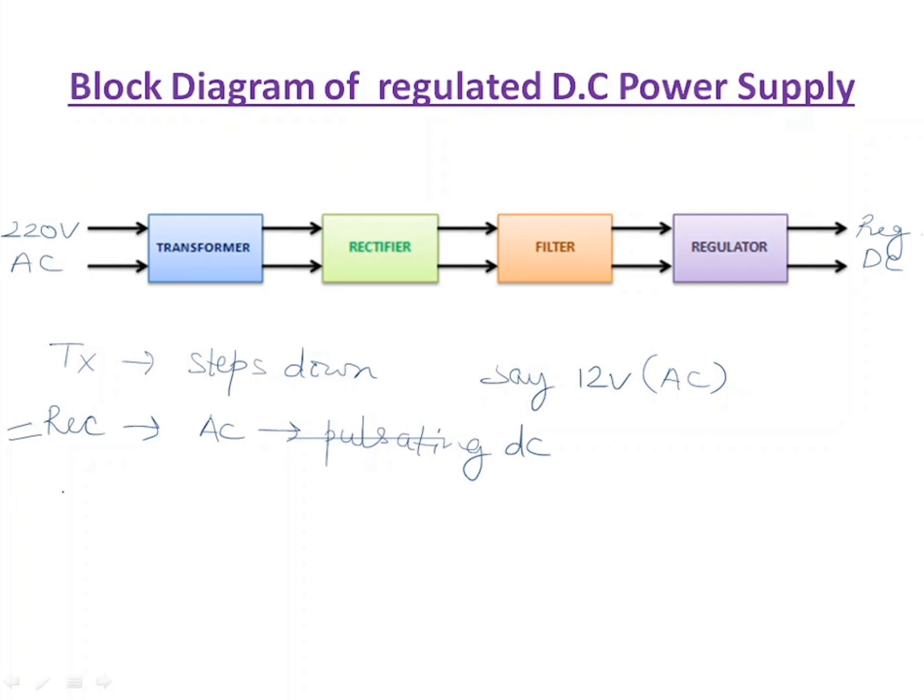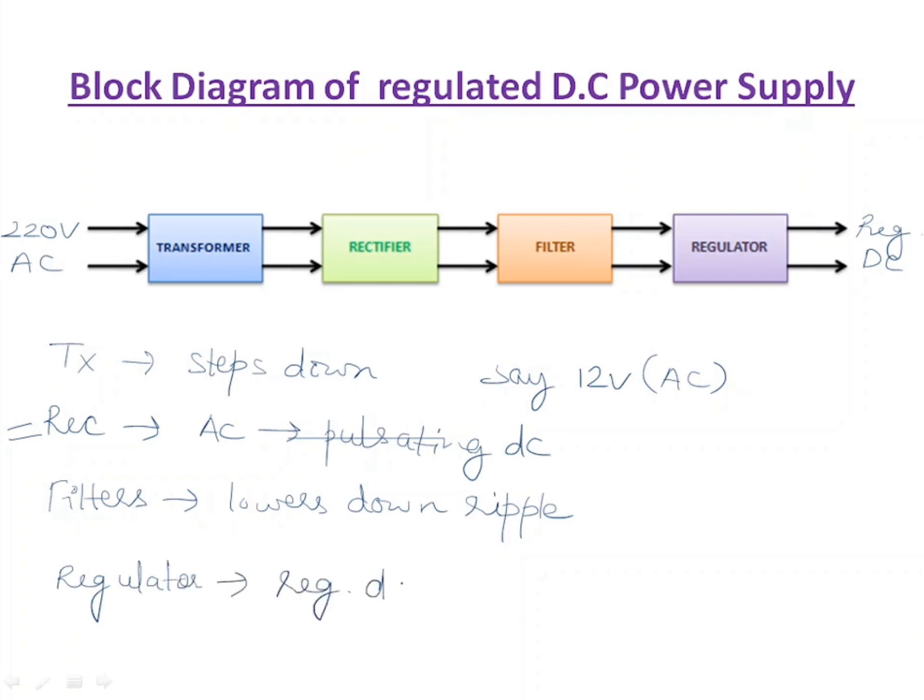So further we use a filter that lowers the ripple, and we get a not exactly regulated, but near to regulated DC supply. And finally we use a regulator to get a regulated DC. Now we can see the waveform each block gives us. Like here, if the input is taken as AC 220 volt, it will be lowered. The type will be the same, but the level will be different here.